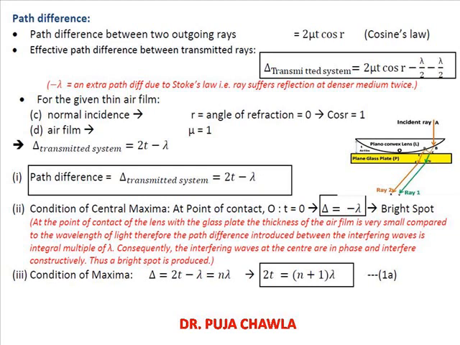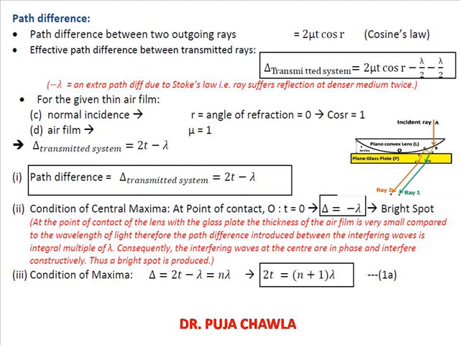Now come to the cases, special cases. What kind of incidence are we considering? Normal incidence. When I am saying normal incidence, meaning angle of refraction is 0. Cos r is 1. Clear? Because cos 0 is 1. I am considering air film, meaning refractive index of the air film is 1. Cos r 1, mu 1.